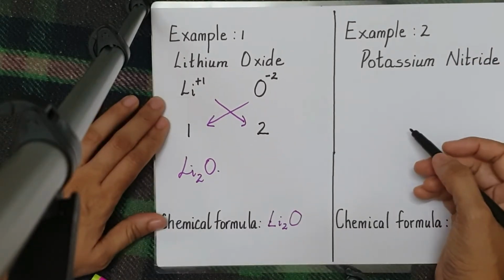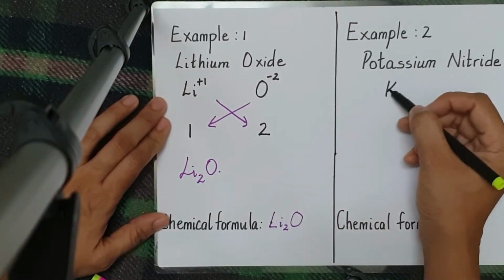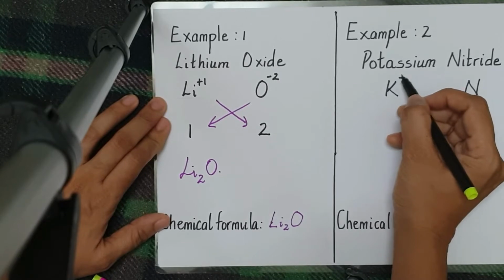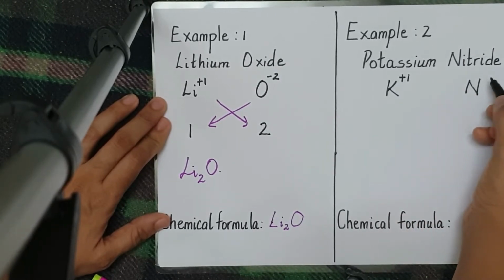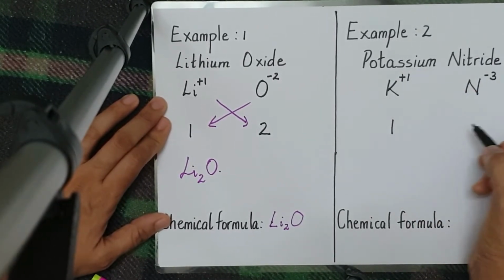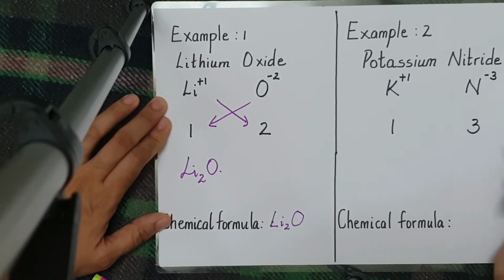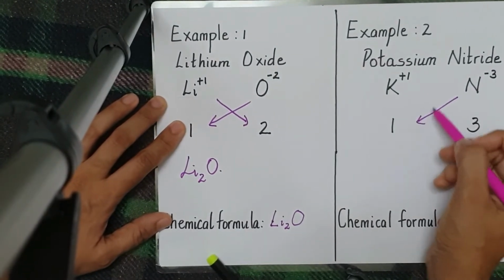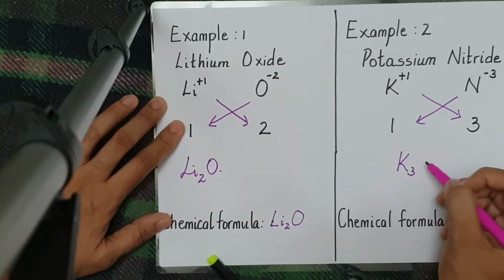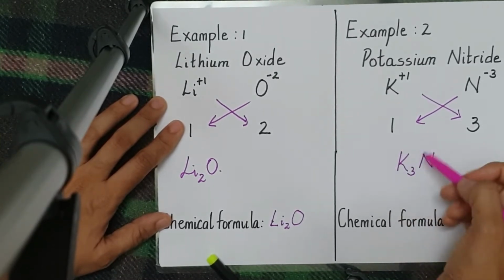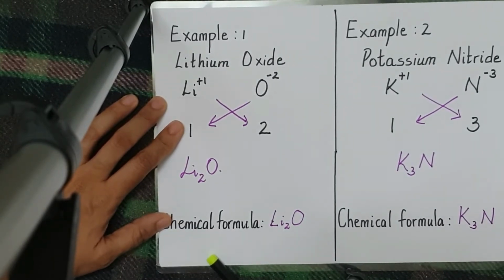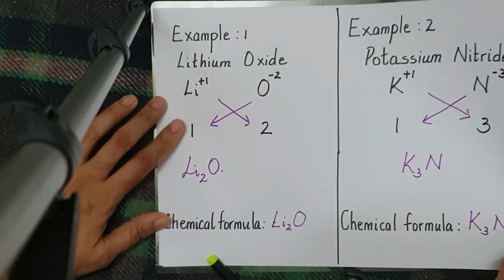We have potassium nitrite. Let's write the formula for potassium and nitrogen. Now let's write the formula for the ion. Potassium has a +1 charge and nitrite has a -3 charge. So if we list the valency, it is potassium having 1 and nitrite having 3. So let's cross multiply these. So we get K3 and N. So the chemical formula for potassium nitrite is K3N. Let's look at a few more examples.